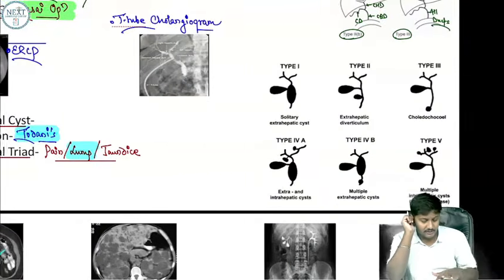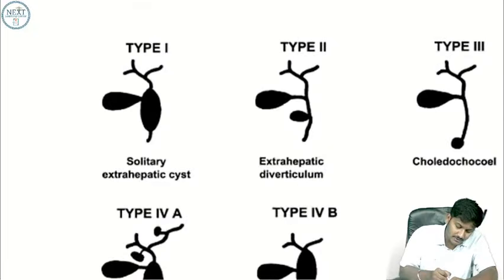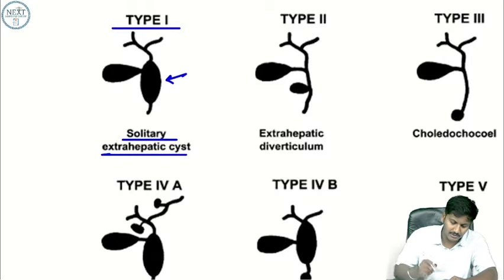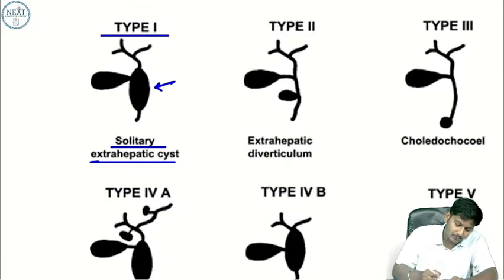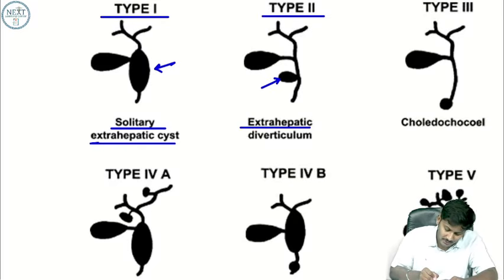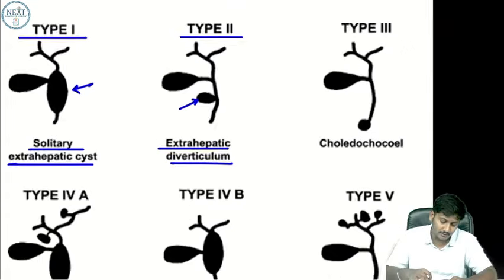If I talk about the Todani's classification over here, please remember type 1. In type 1, there is a single cyst in the common bile duct. When there is a solitary extrahepatic cyst in the CBD, that is called type 1. In type 2, there is outpouching from the common bile duct. Please remember the outpouching from the common bile duct is known as an extrahepatic diverticulum. So type 2 is an extrahepatic diverticulum.